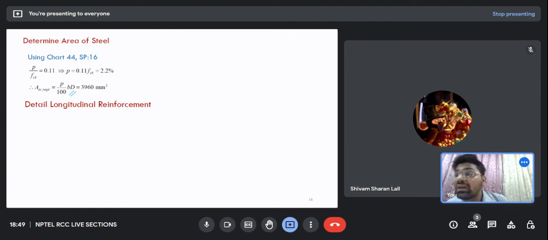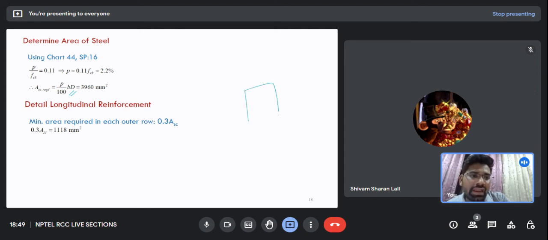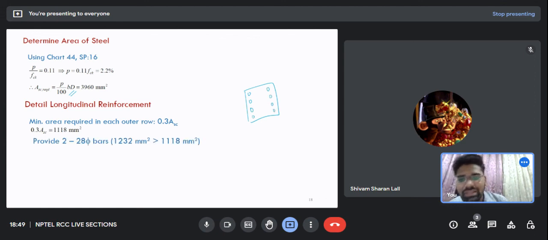This was a problem in which the designing was in terms of only the reinforcement. There are designs in which you will also have to decide the dimensions. You are lucky that the dimensions are already given in this problem. We will also see some problems in which the complete design of a column is covered. As I told you, at least 30% of the bars should be present in the outer row. So the 30% of the bars I am providing in the outer row, and the remaining I will provide in the inner row.